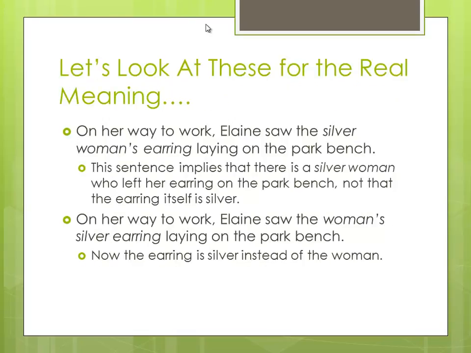So, here's a few examples to think about what the real meaning is. On her way to work, Elaine saw the silver woman's earring lying on the park bench. Hopefully you caught, is the woman silver? Is her hair silver? What are you talking about, silver? So how you could correct that is by saying, on her way to work, Elaine saw the woman's silver earring lying on the park bench. Just by the change of where the word silver is placed, it changes the sentence entirely. So now the earring is silver instead of the woman being silver.